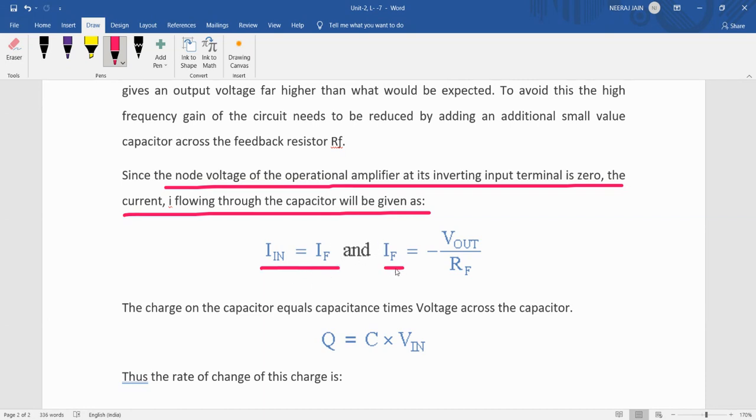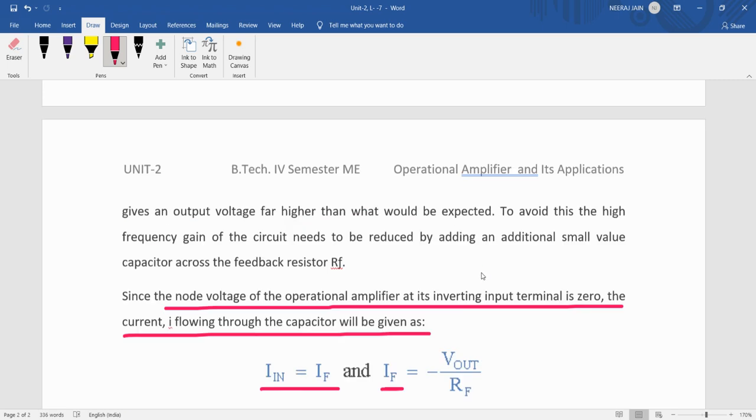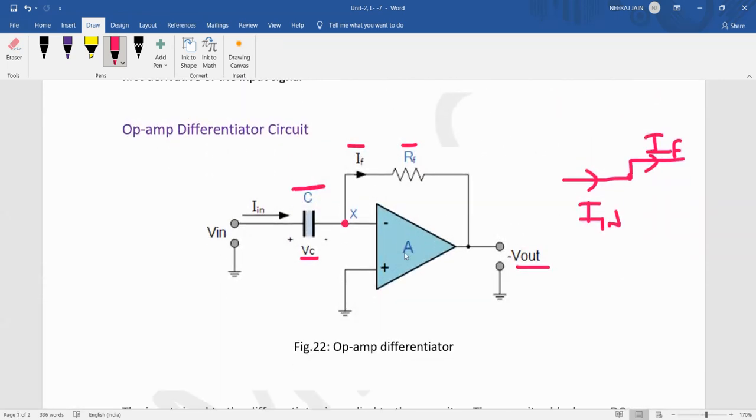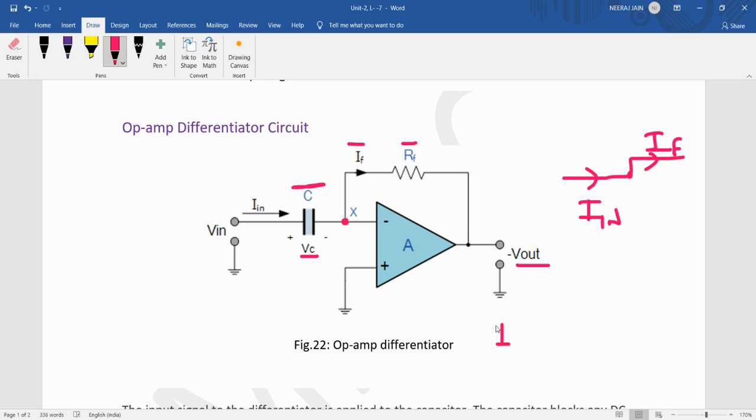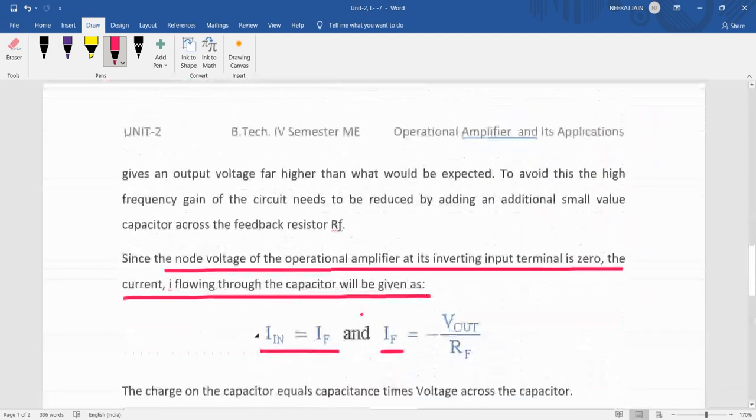If is the feedback resistance current, and this If is given by minus V out upon Rf. This is using Ohm's law, because we know V is equal to IR. Ohm's law says we will get I is equal to minus V out upon Rf, that is the If.